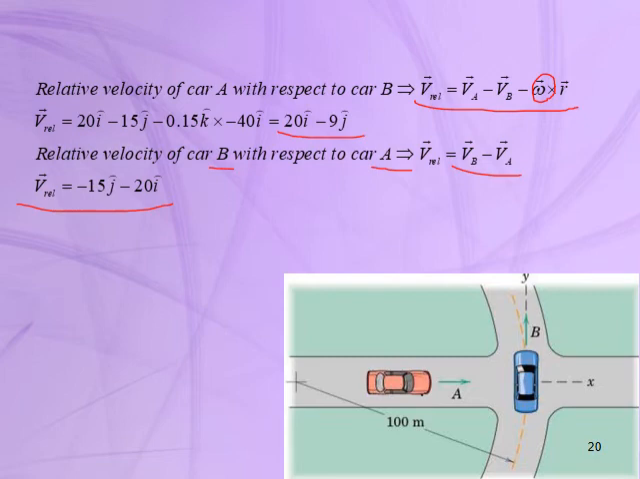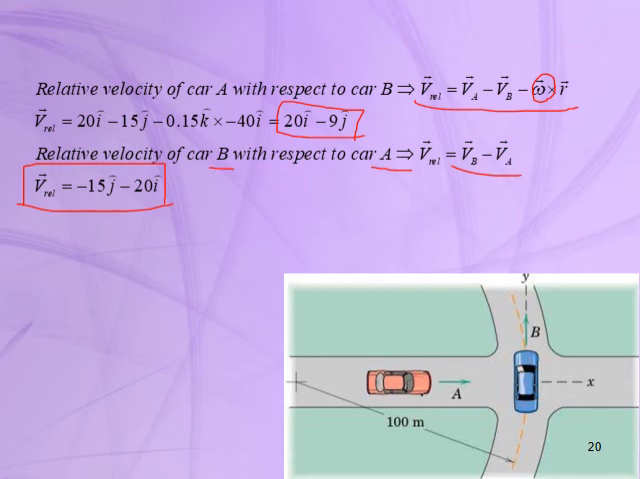And what does it mean? It means that if you sit in car B and look at car A, you will see this velocity of car A. But if you sit in car A and look at car B, you will see this velocity of car B. I mean, in the first case, when you are sitting in car B, you will see that car A is moving with 20 meters per second in the X direction and minus 9 meters per second in the Y direction. But when you sit in car A, you will see that the velocity of car B is minus 15 in the Y direction and minus 20 in the X direction.